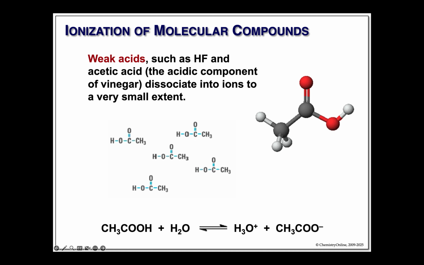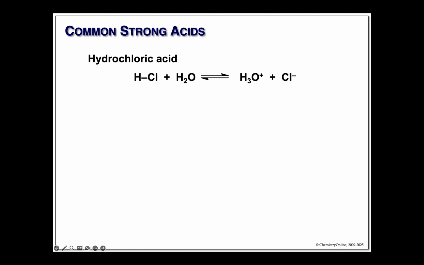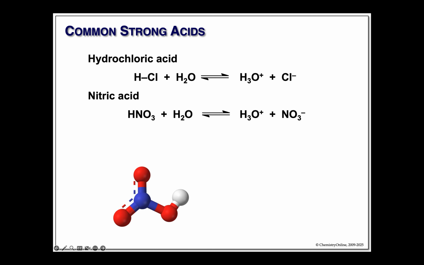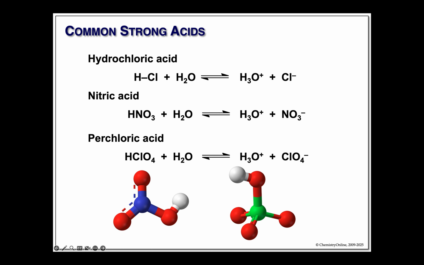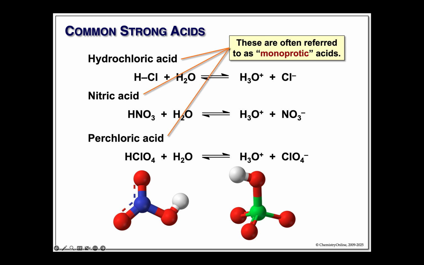Well, the acids we use in lab. Hydrochloric acid is a strong acid. Nitric acid, perchloric acid. For nitric acid, what you basically do is take nitrate, NO3, one negative charge, and you stick a hydrogen on the negative oxygen. Same thing for perchlorate, ClO4, one negative, one hydrogen. These guys all give 1 mole of hydronium per mole of acid. They're referred to as monoprotic acids.